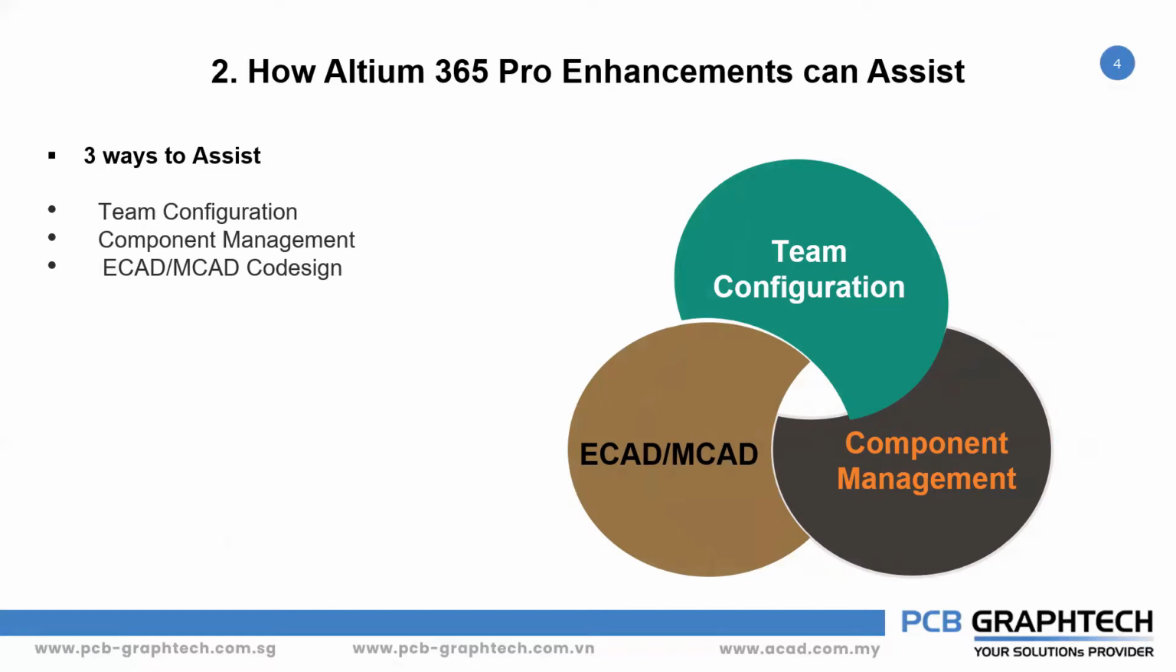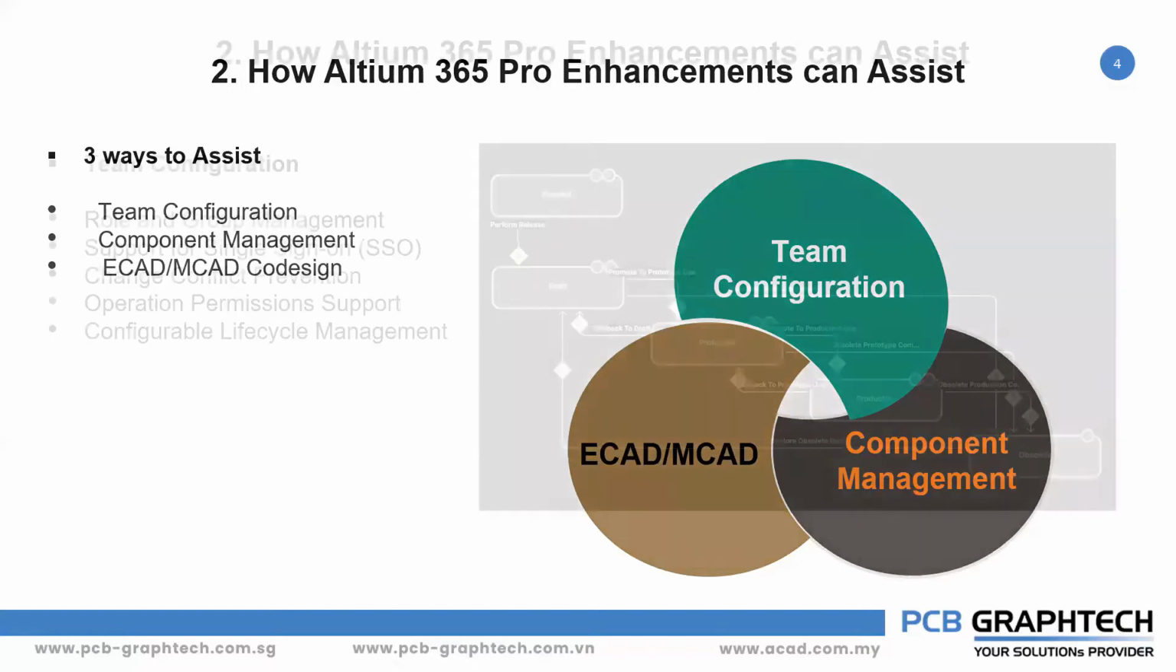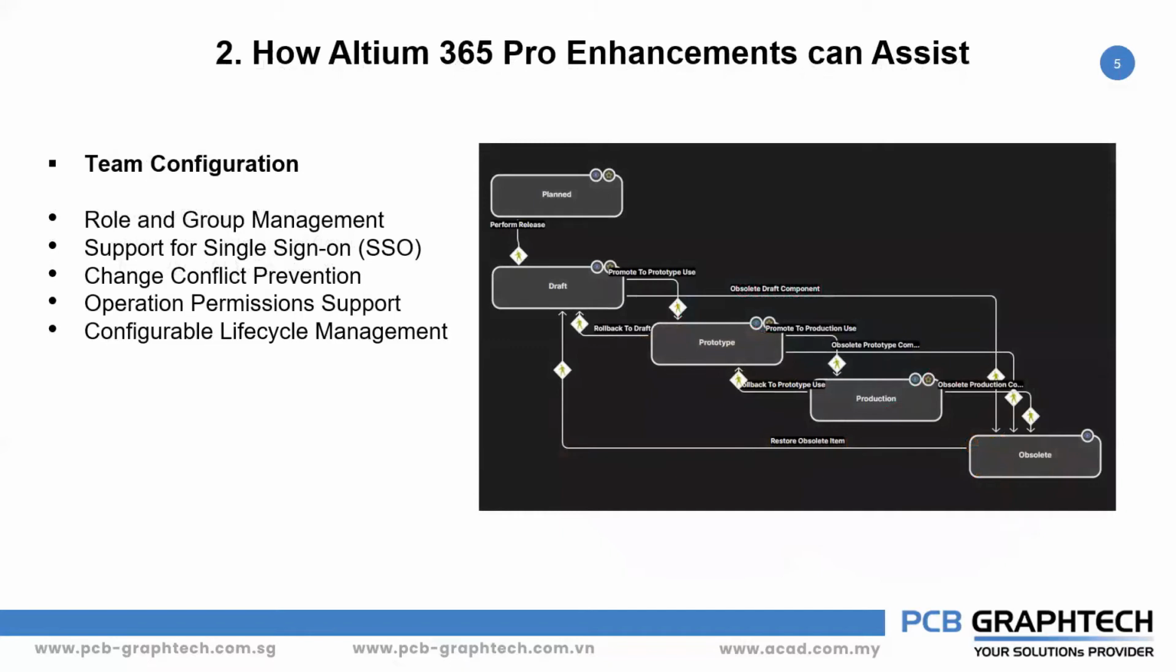And under the area of ECAD, MCAD co-design, it is how to collaborate with the mechanical design software from within the ECAD. It is not like transferring a CAD file like a DXF or DWG file and then importing it to the other software. When you do this import and export, there is a possibility of missing data. Instead of that, we will see how easily we can do it using Altium 365 Pro. Next, we are going to see them one by one individually.